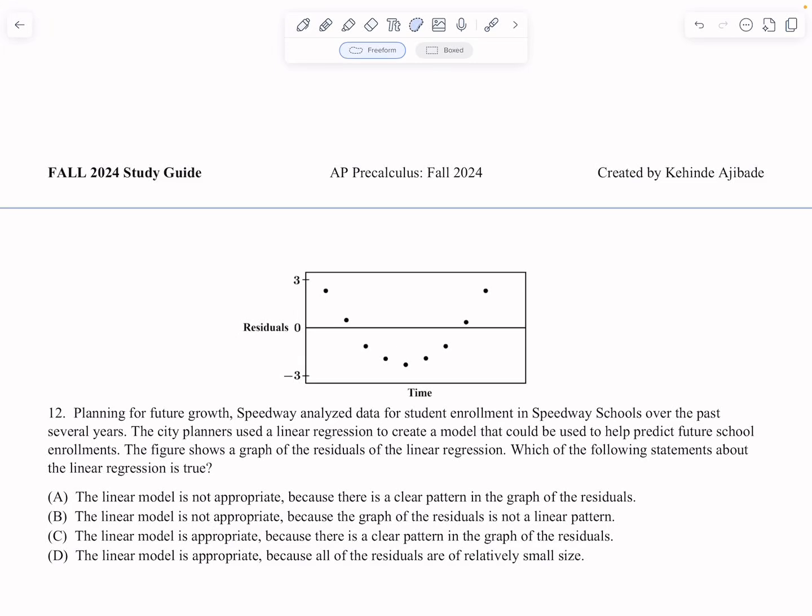Welcome back to this second video. We're going to start with question 12. For question 12, we have something called a residual plot. This diagram right here is your residual plot. We just have to look at something real quick. For this one, what do you notice from that residual plot?